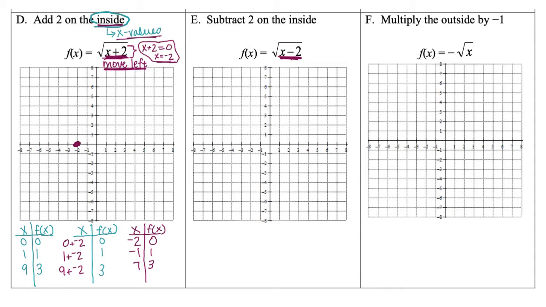-1, 1, so back 1, up 1, and then 7, 3. 7, 1, 2, 3. There it is. And here's our transformation where we had to go to the left too. So the why behind it is a bit confusing, but you need to know how to work through these and know why you're moving left and why you're moving right.